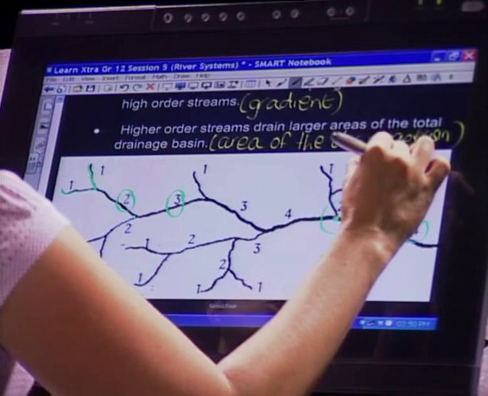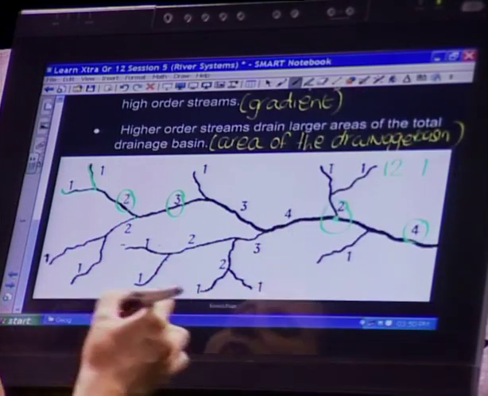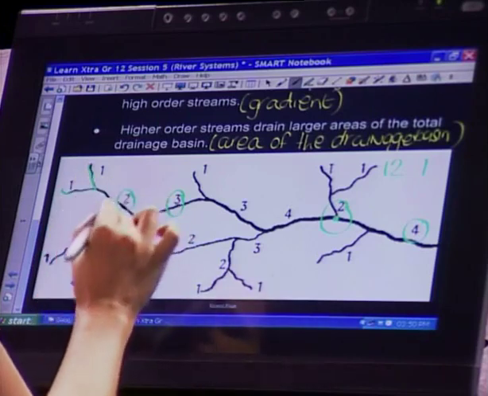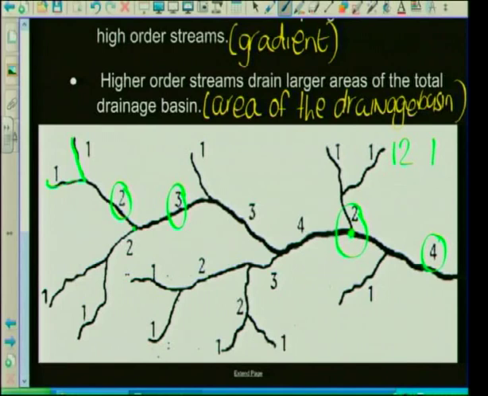We have got 12 first order streams. If I were to count the next batch, we've got 1, 2, 3, 4, so we have 5 second order streams. You will already notice that the number of streams is decreasing. If I count my third order streams, we have got 2 third order streams, and obviously we only have 1 fourth order stream.